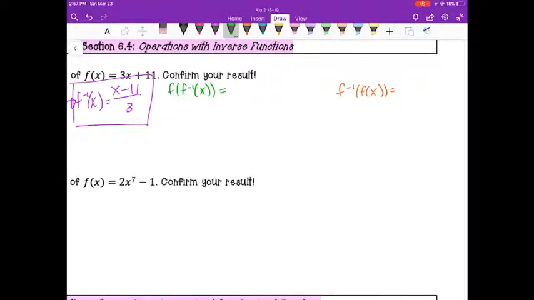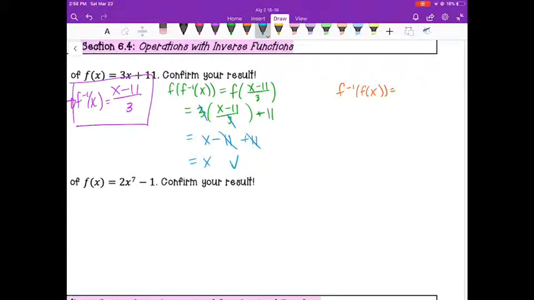So f of f inverse of x means that into f, I'm going to plug in my inverse function, which we just found was x minus 11 over 3. Well, that means that our f function, which tells us take 3 times our x and then add 11 to it, except this time our inverse function that we're plugging in is x minus 11 over 3. And then we start to simplify and a whole bunch of things cancel. In fact, everything cancels. So I only have x minus 11 plus that 11 outside, and sure enough, I'm left with just x. That's good. That's what I needed to be left with.